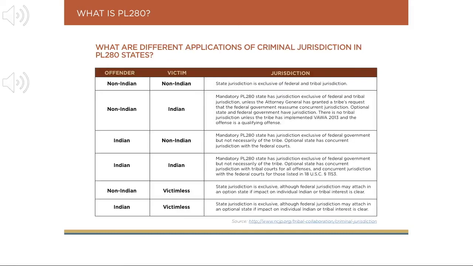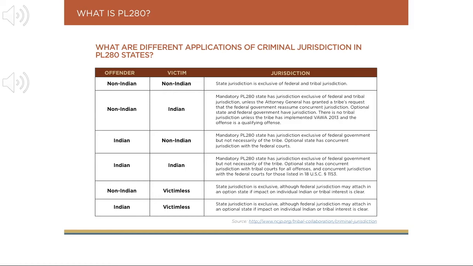Now we will review some general guidelines for applying PL280. If the offender is non-Indian and the victim is non-Indian, then state jurisdiction is exclusive of federal and tribal jurisdiction. If the offender is non-Indian and the victim Indian, then a mandatory PL280 state has jurisdiction exclusive of federal and tribal jurisdiction, unless the Attorney General has granted a tribe's request that the federal government reassume concurrent jurisdiction. An optional state and the federal government have concurrent jurisdiction.